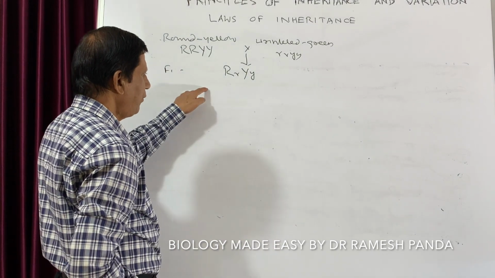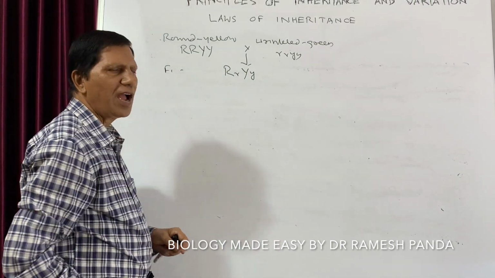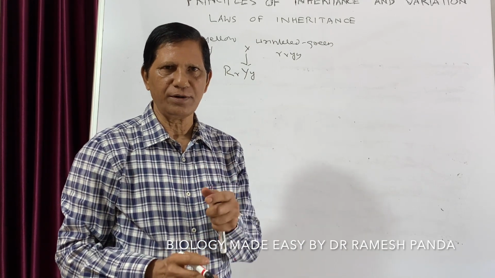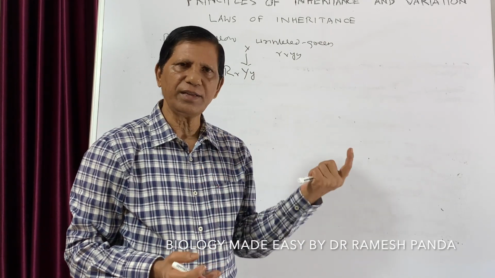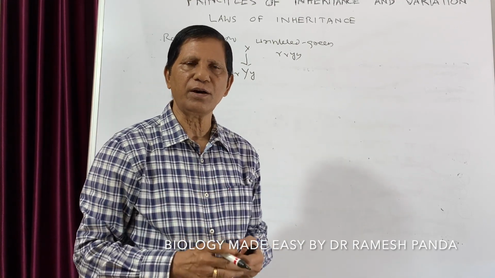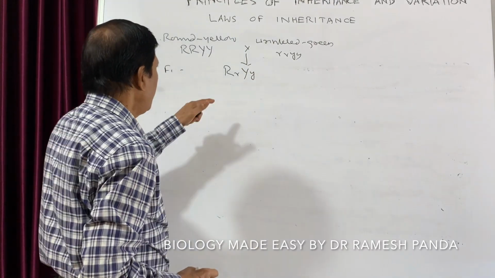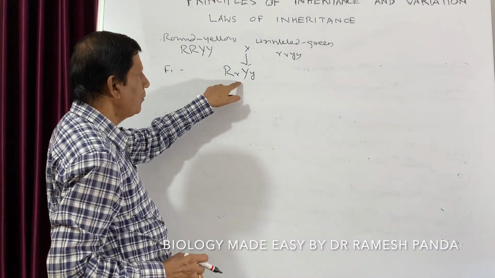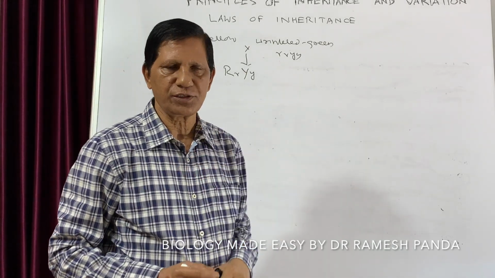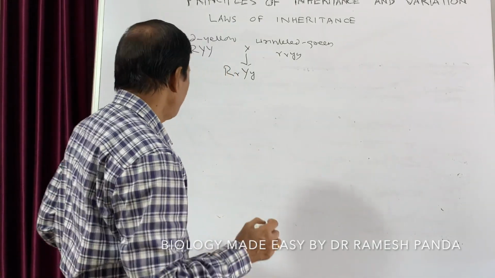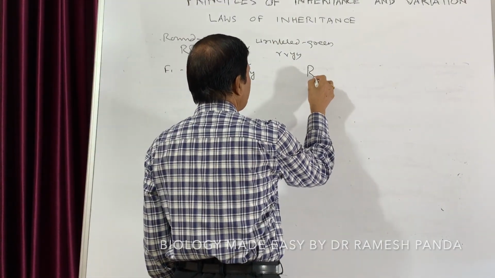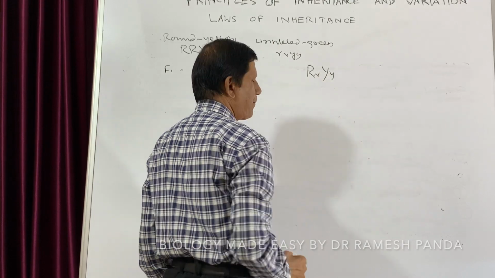Now from this F1 hybrid, how many gametes will be possible? That is important. If you can understand that, then you can easily understand the whole explanation of how the law of independent assortment works. Now when this plant is intercrossed, it will produce four types of gametes. How? You see, this is capital R, small r, capital Y, small y.